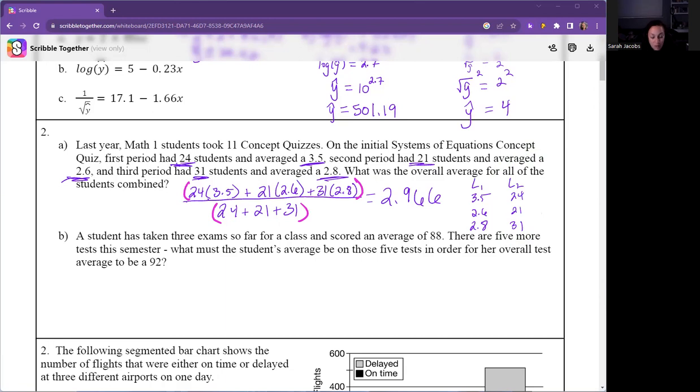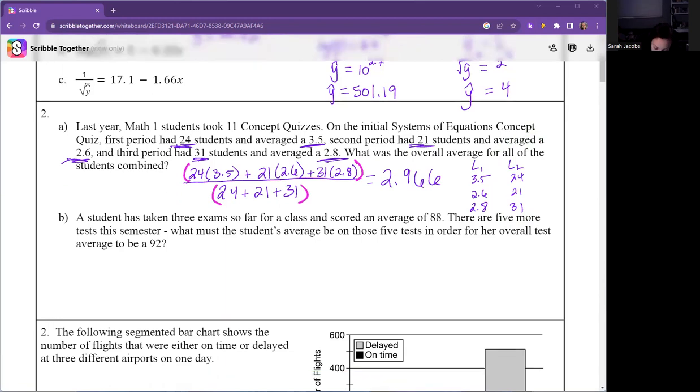Great. So for question B, a student has taken 3 exams so far for a class and scored an average of 88. Okay, so 3 exams at 88. There are 5 more tests this semester. Okay, 5 more. What must the student's average be on those 5 tests in order for her overall test average to be a 92? So again, anytime we're dealing with averages, think about what makes an average.